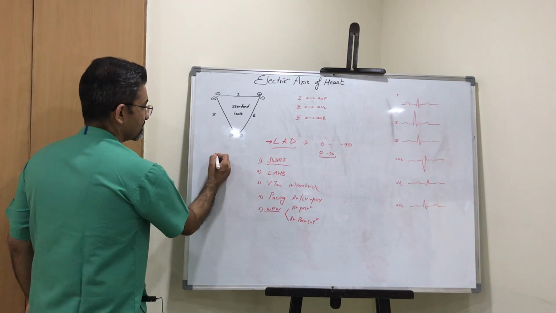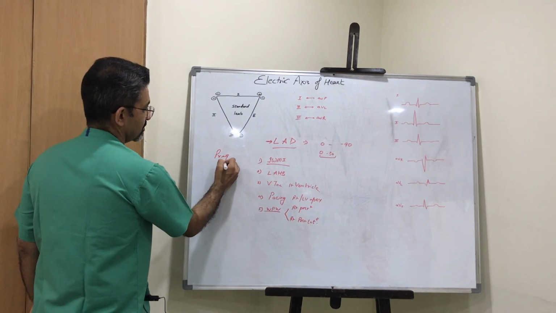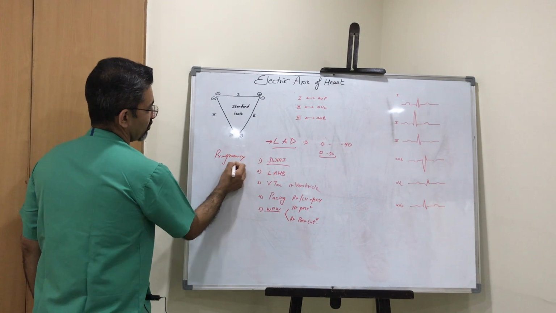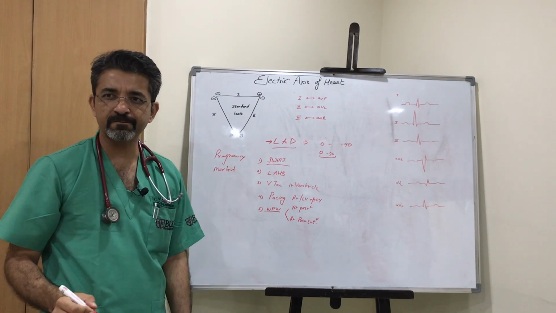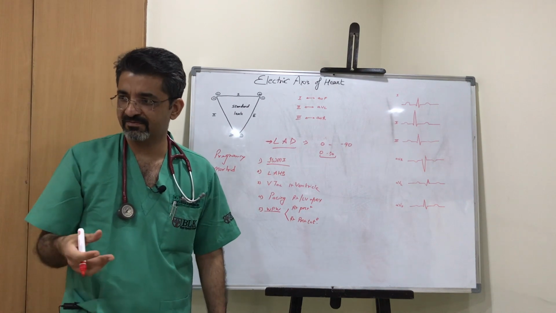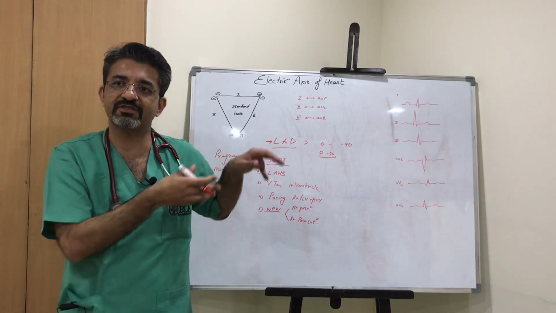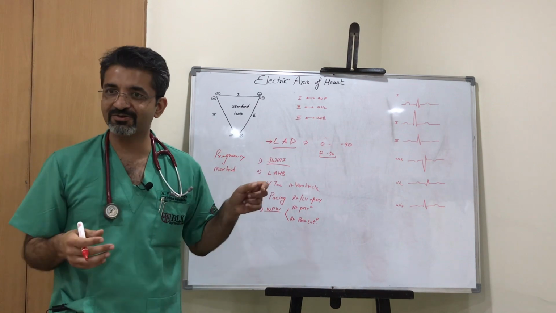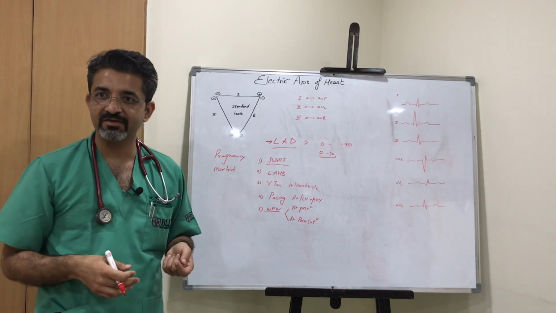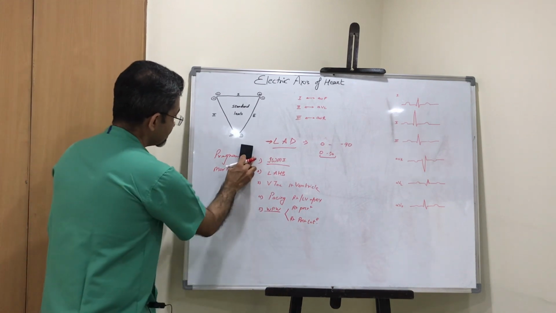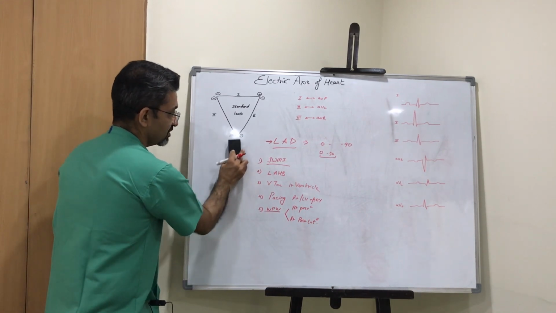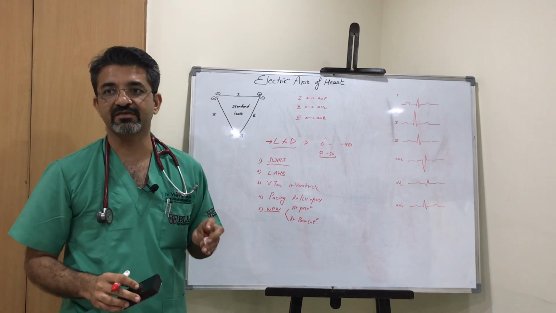Sometimes you may be asked whether pregnancy or morbid obesity contribute to LAD. Mind says yes, you have lots of obesity, heart should shift. Pregnancy, again heart should shift, but the studies don't prove it. So for you as students of medicine, pregnancy and morbid obesity do not cause left axis deviation.